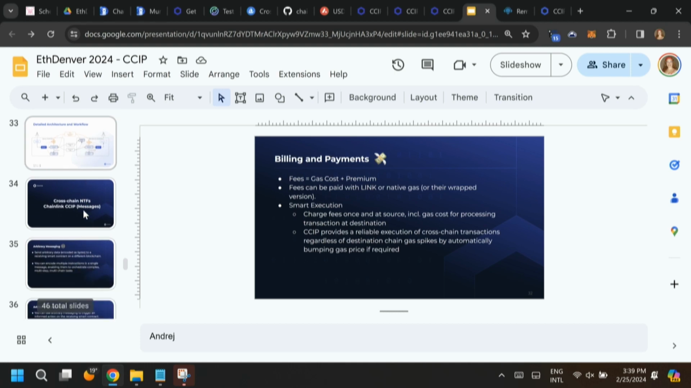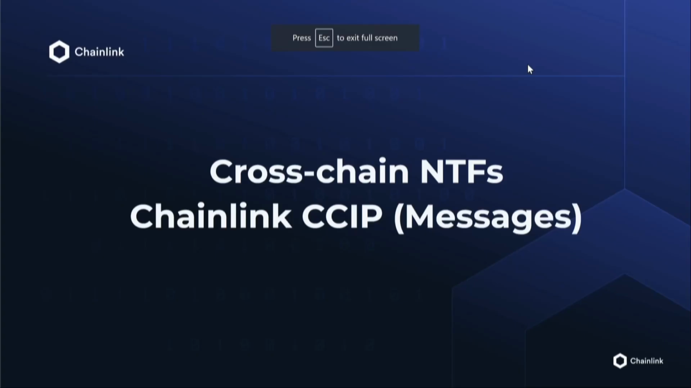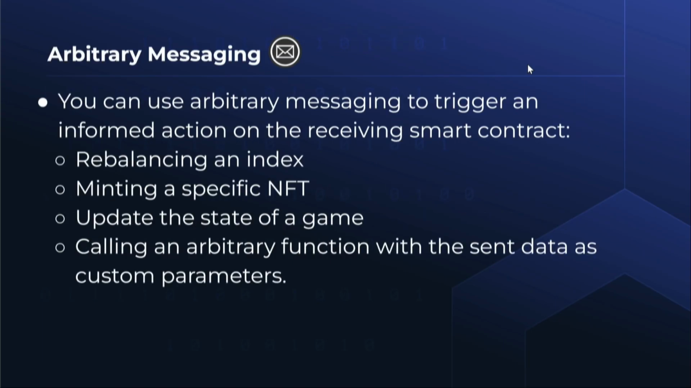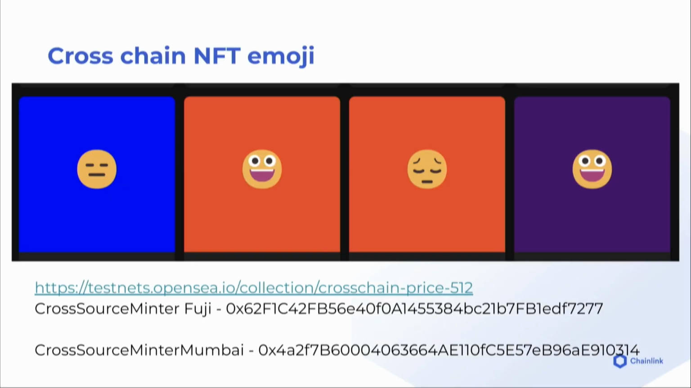And before we are almost finishing, I'd like to show you that I can do this with other things as well. For example, NFTs, that are the arbitrary messaging. And this is the NFT that I can mint from one chain to another chain. This is my NFT that I have. If you'd like to see my collection, it's over there. Depends on the source chain. This came from Polygon Mumbai. This came from Avalanche Fuji. That came from Ethereum Sepolia. And this is based on the Bitcoin price.